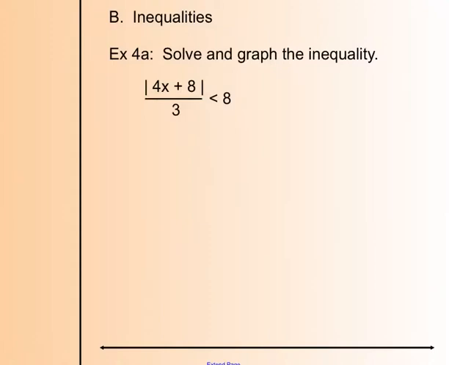So starting here with our less than inequality, first thing I'm going to do is isolate the absolute value. So multiply both sides by 3. And now what I have to think about is I need to set up a compound inequality. Is it an and inequality, or is it an or inequality?